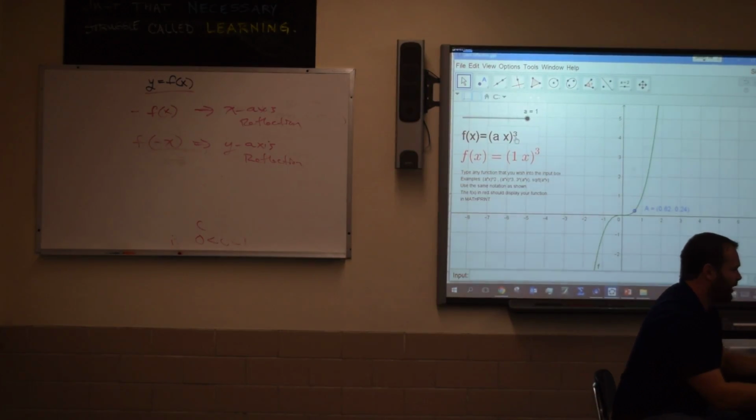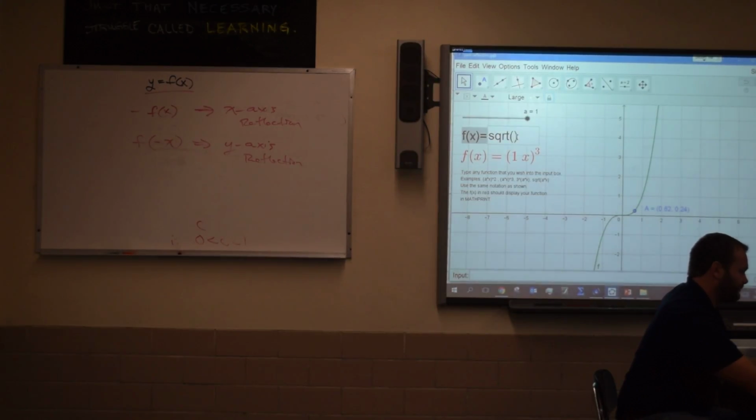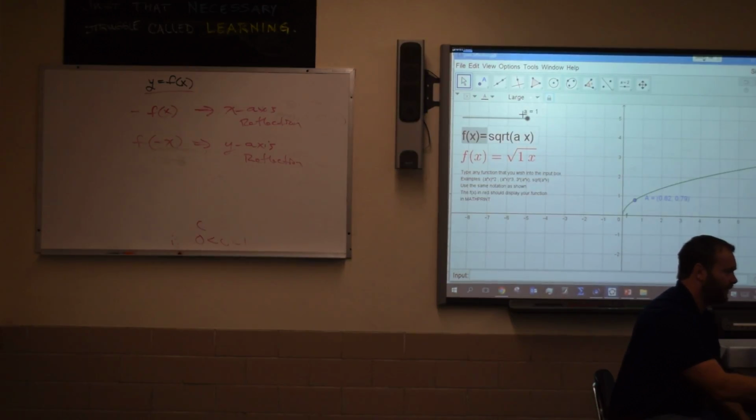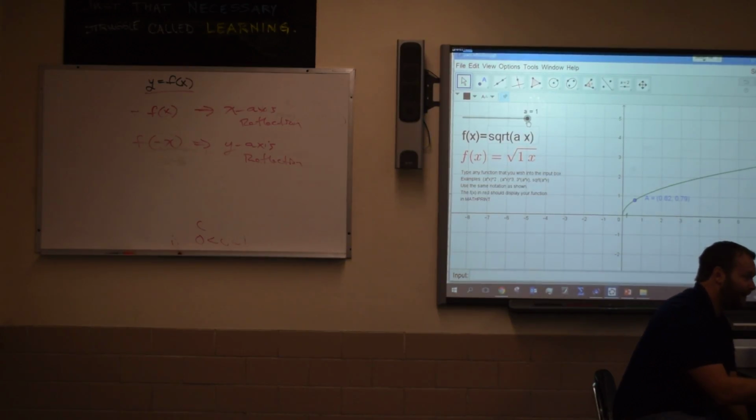Maybe even the square root might be even better to look at. Square root of a times x. So there's your square root function. If I multiply the x by a negative, so you see the negative underneath the root, that's a y-axis reflection, right? Okay.